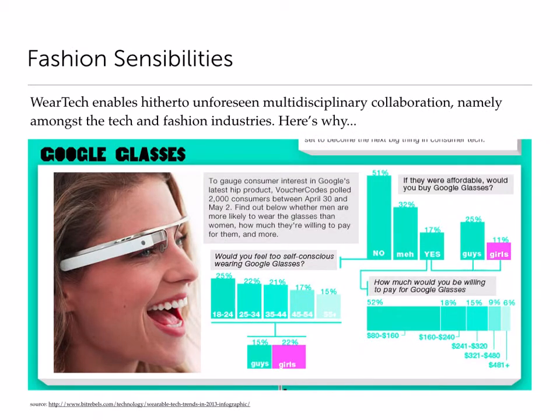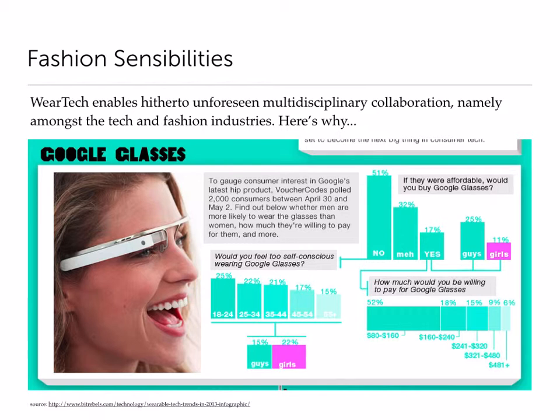And so going on to the fashion sensibilities. This isn't really a technological bottleneck, but it is something very important with wearable technology. Because of the interesting intersection of technology and fashion, wearable tech really allows for a unique collaboration between the tech and fashion industries. You see in this infographic, which I pulled down a few years ago from July 2013, but it's still very telling, and maybe even a forecast of Google Glass's struggles.